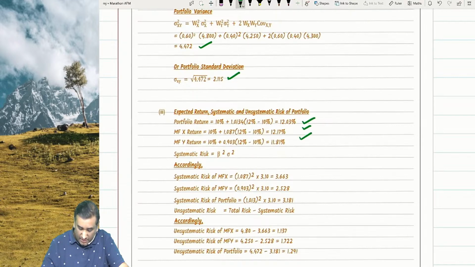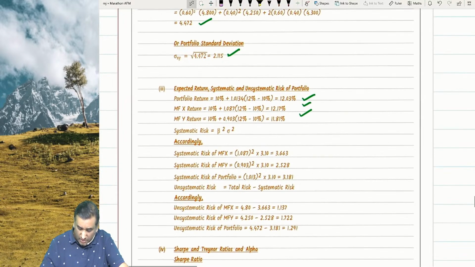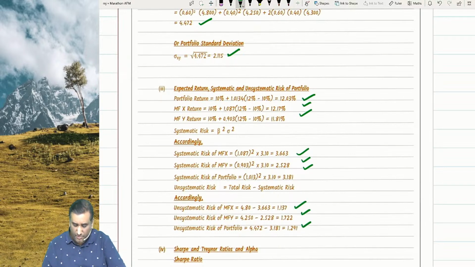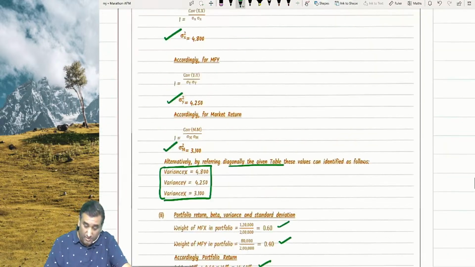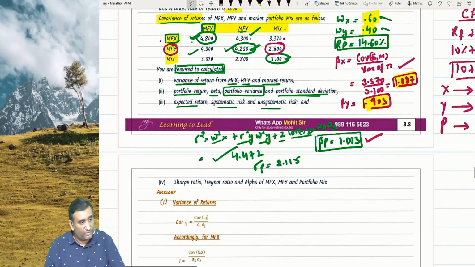Check your answer, are they tallying or not? I don't know. Systematic. 1.291, I remember the last one. Becomes the third part. Fourth part now. Fourth part is calculate Sharpe ratio.